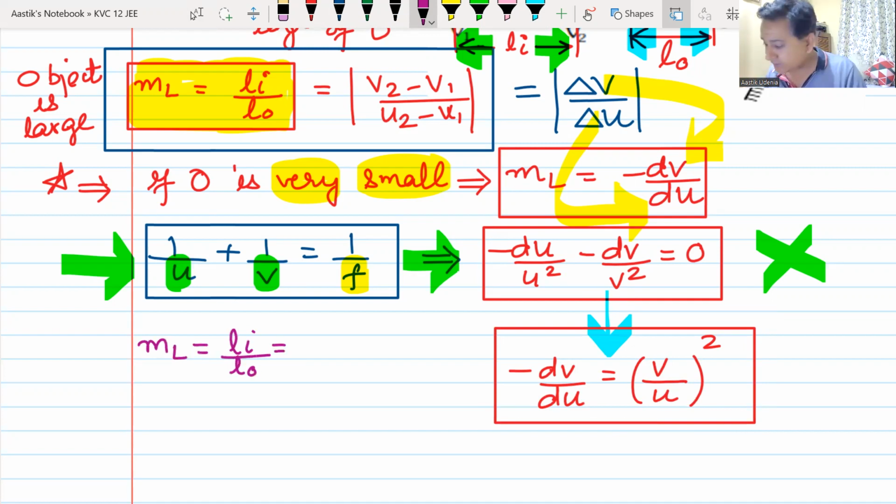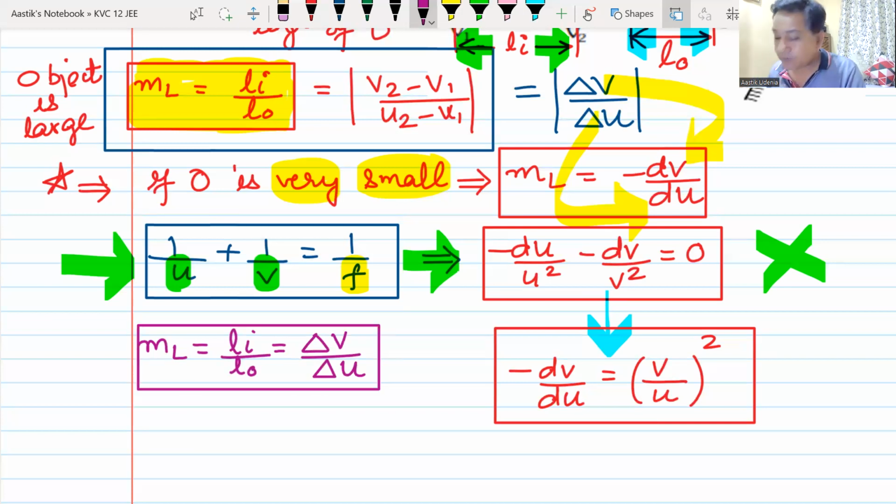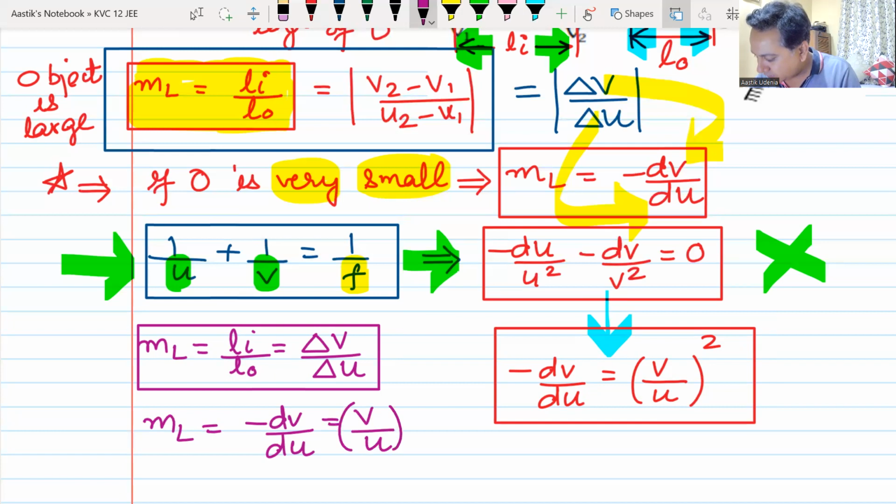For small objects, we can write it as delta V by delta U for bigger objects. But for smaller objects, I have a wonderful formula now. For a smaller object, ML is minus dV by dU. Minus dV by dU can be written as (V by U) whole square.